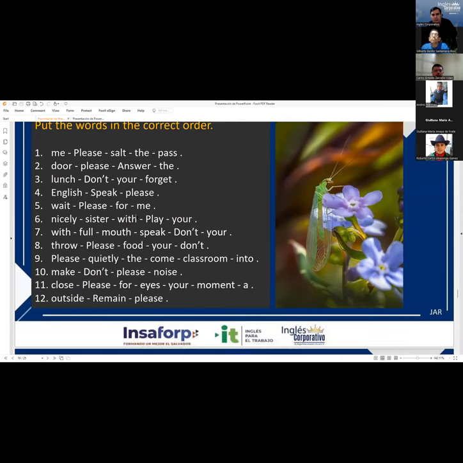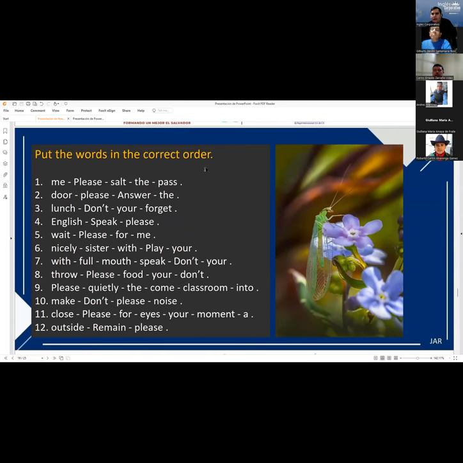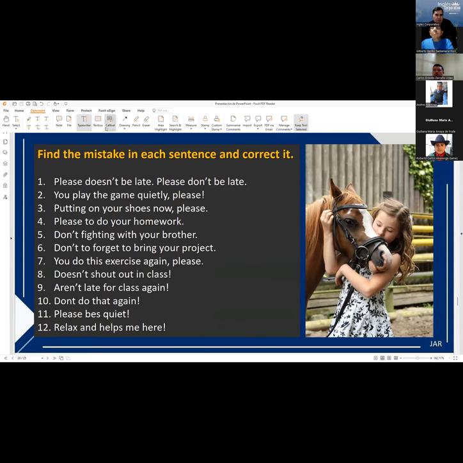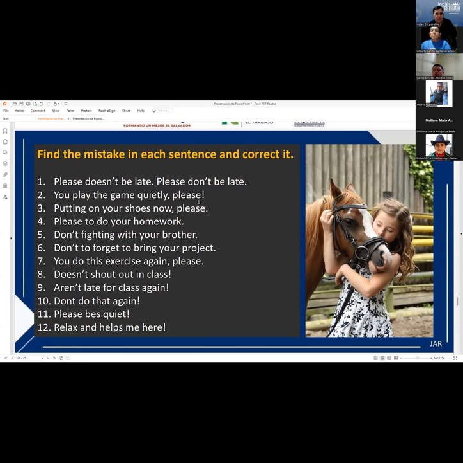Okay. First, put the words in the correct order. Next, find the mistake. Example: please doesn't be late. The correct form is please don't be late. Sorry that I put the correction next, but I didn't put a separation. Let's see, I'm going to put parentheses. Yeah, it's okay. The parentheses is beautiful, only that it's in the wrong place. So, like this. Please don't be late. This is the answer for this.